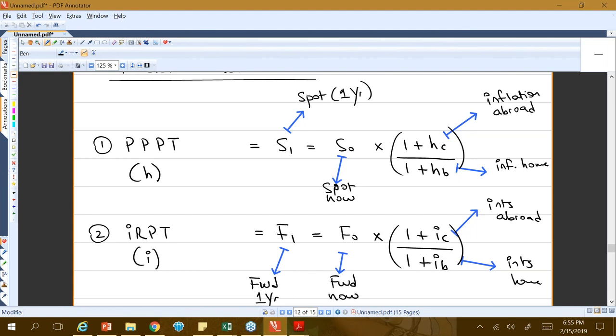The theory which focuses on spot rates in 1 year's time uses inflation. The theory which asks us to predict the forward rates after some time is the IRPT. Now, if the examining team asks us to calculate, let's say, a 6-month forward rate, then we'll just take half of those interest rates. So if the interest rate abroad is 6%, take 3%. So let's have a look at this question then.